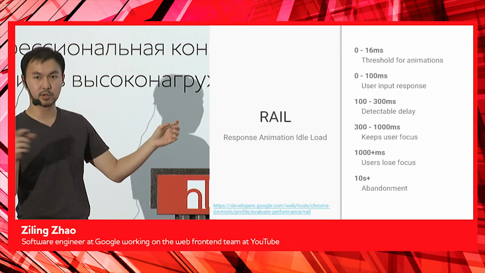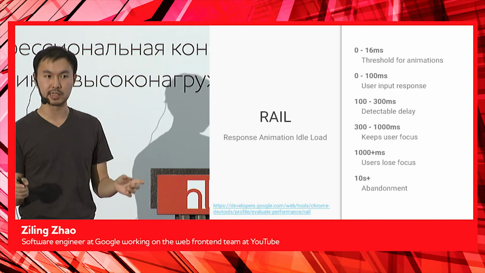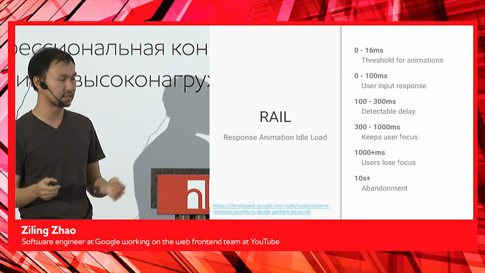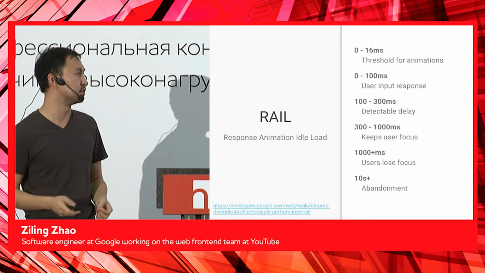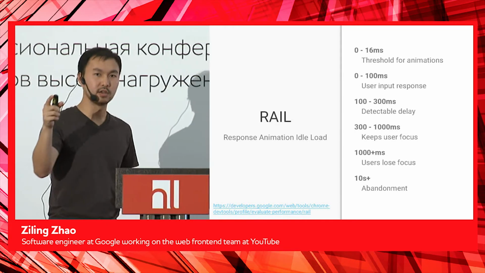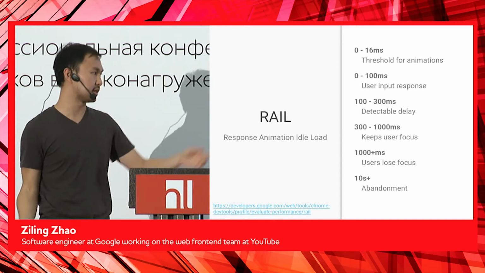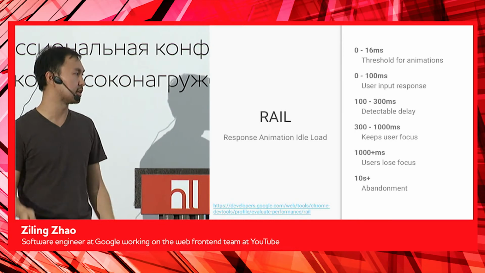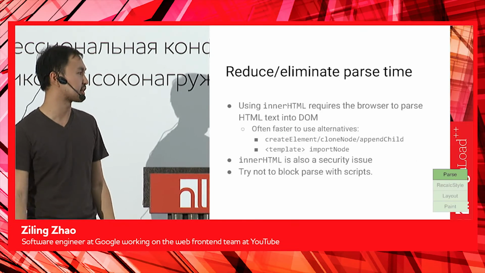From 100 to 300 milliseconds, this is when there's a noticeable delay. From the user's perspective, they can see that something's not quite smooth. When you get above that, you're starting to slowly lose user focus, and the rest of that is pretty much the same as what I've mentioned before: over 1 second, they lose focus, and at 10 seconds, abandonment.